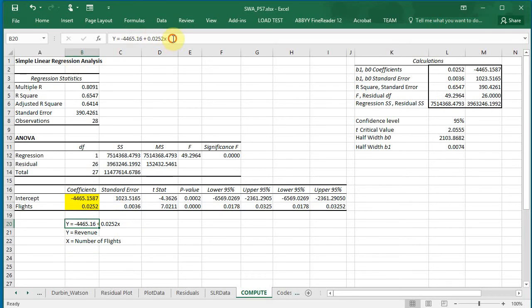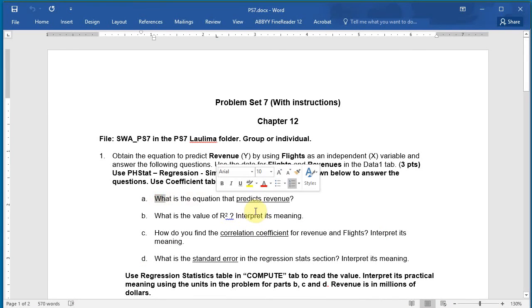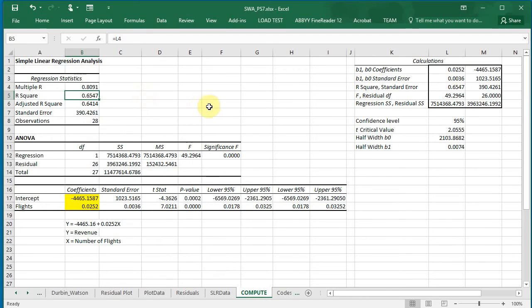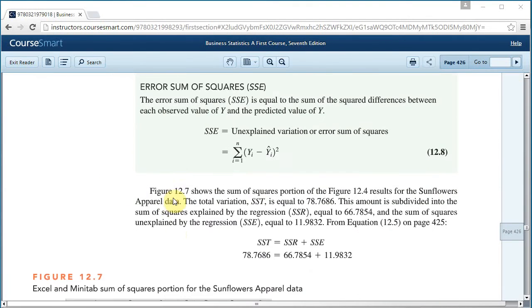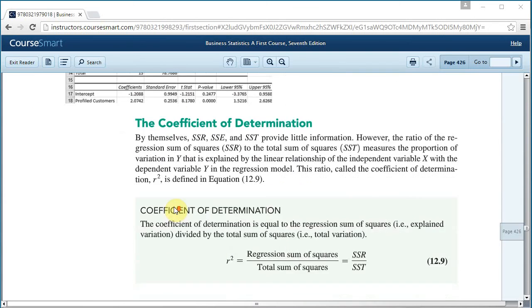Let's see if we're consistent here. Okay, so that's the answer to A. What is the equation that predicts revenue? Okay, B. What is the R squared? What is the value of R squared and interpret its meaning? Okay, R squared is this value right here. And if we look on page 426 and go down to the bottom here, we see it explains R squared.